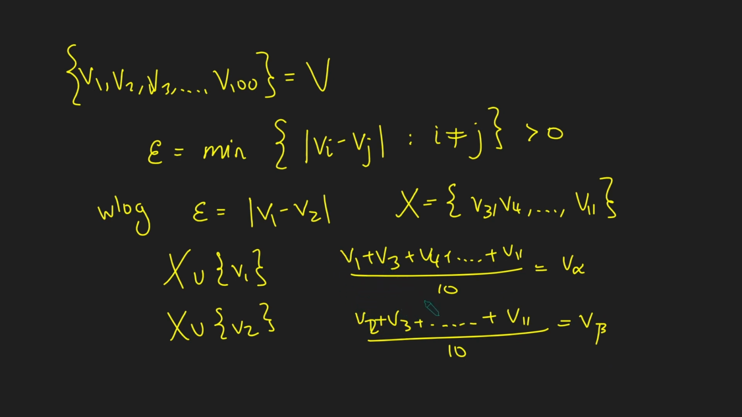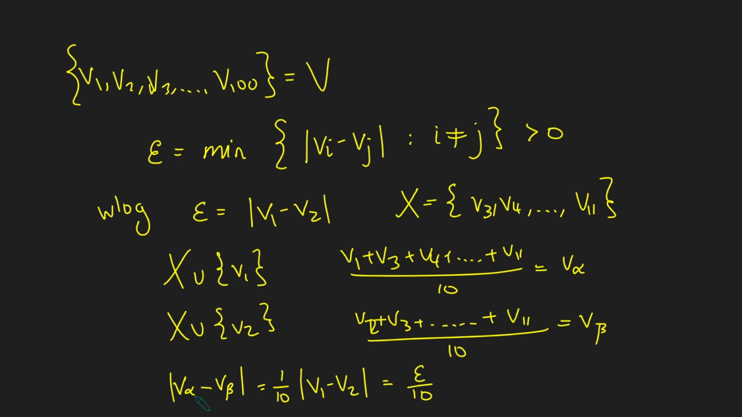Okay, what's the issue with this? Well, the issue is if I do v alpha minus v beta and look at the length of that, so the distance between v alpha and v beta, well, using this definition here, the v11s are going to cancel when I subtract them, so are the v10s, so are the v9s, and so on, all the way down to the v3s, and all I'm left with is a 10th of v1 minus v2. And the length of v1 minus v2 we're assuming is epsilon, so this is epsilon over 10.